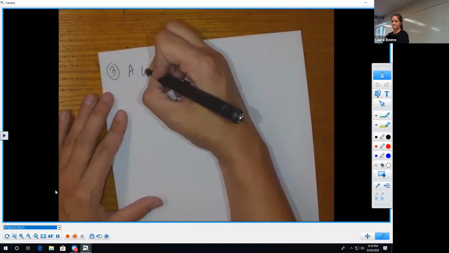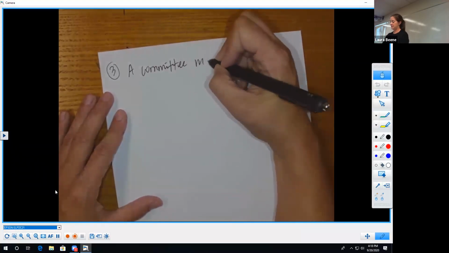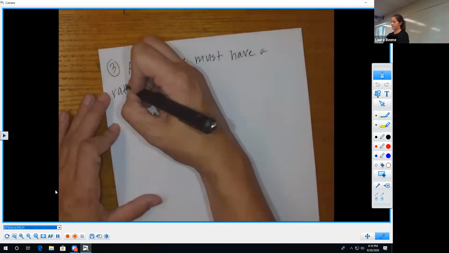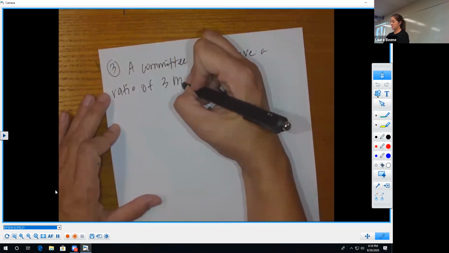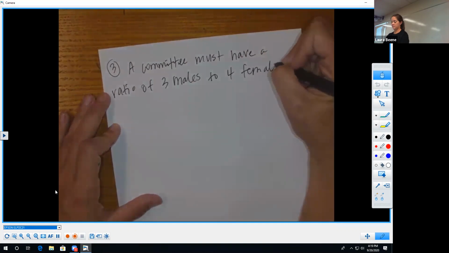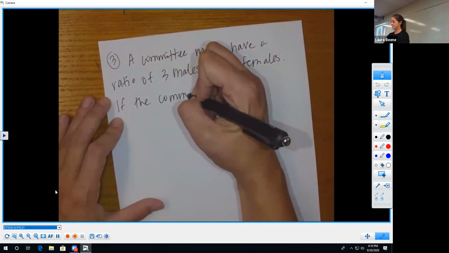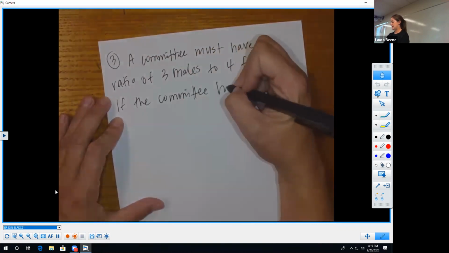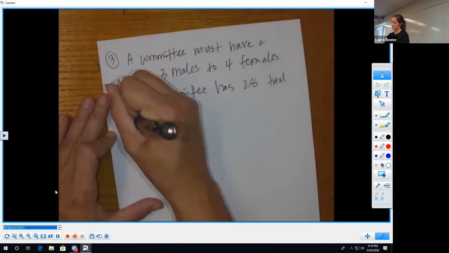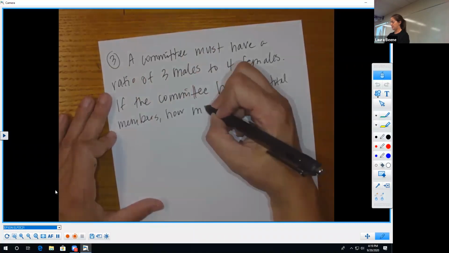A committee must have a ratio of 3 males to 4 females. If the committee has 28 total members, how many are female?